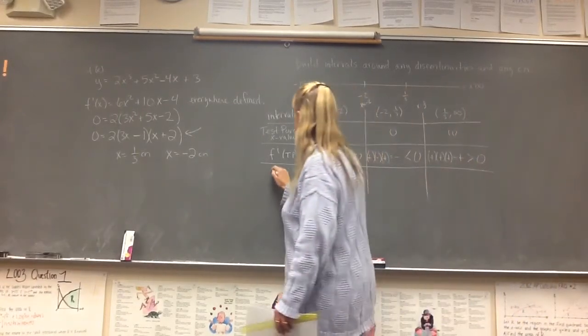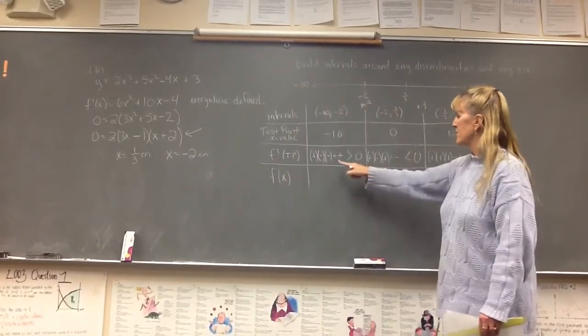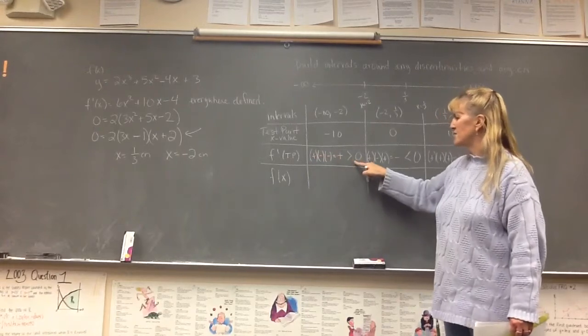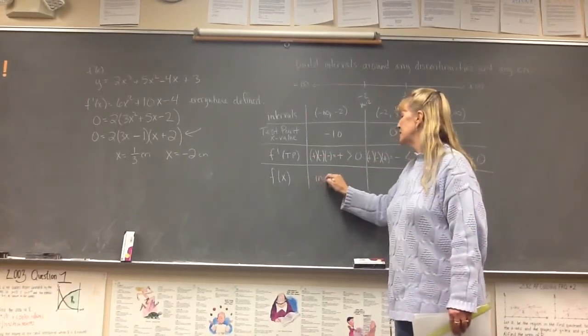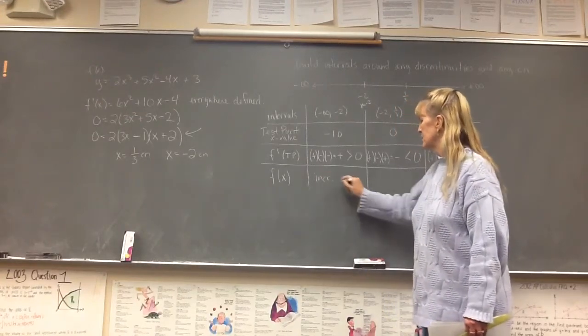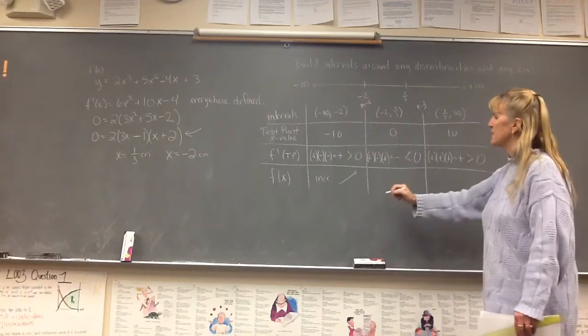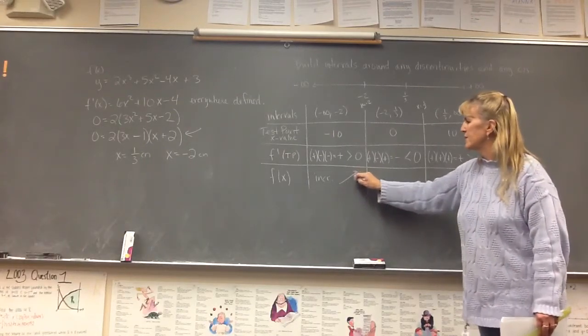What does that tell me about the original function itself? Not the derivative function, because I already know what the derivative function is doing. But if the derivative is positive, which means greater than 0, then the original function must be increasing. Means it's going that way. I don't know if it's concave up, concave down, linear, I don't know. But I'm just going to draw this symbol right here for increasing.